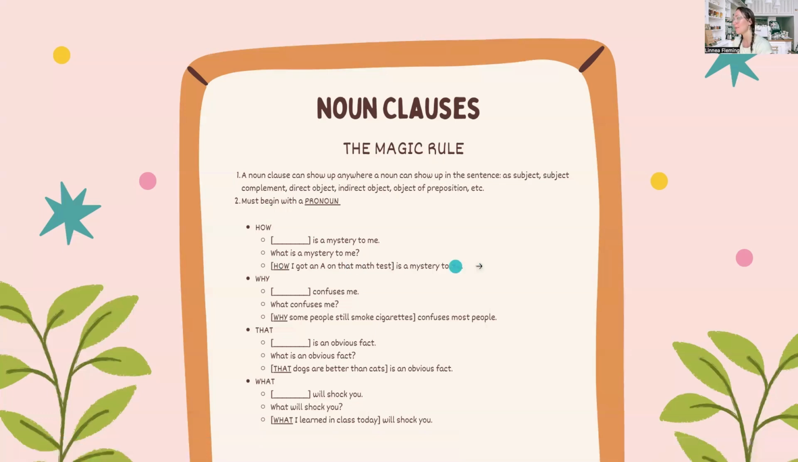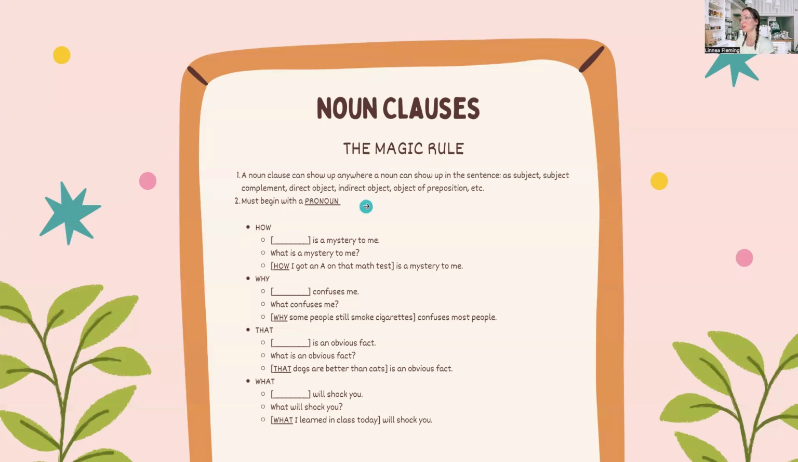How I got an A on that math test is a mystery to me. What is going on here? We have this complex sentence. We have an independent clause and a dependent clause, but how are they working? Well, think about how this blank space in the first part, in the first bullet point here, this is where a subject would go. Remember, a subject is where a noun can be in the sentence. So blank is a mystery to me.